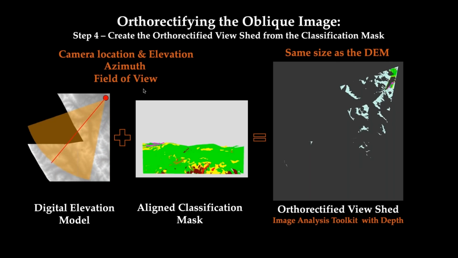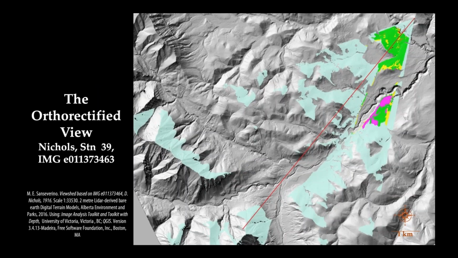And the way we can do that is through the bridge that the virtual photo makes. And this gives us our ortho-rectified viewshed. And again, we've done this all in the image analysis toolkit using the depth tool. Now, for the first time so far, we're going to spread out and show you this. This view is an ortho-rectified view of what we were just looking at.